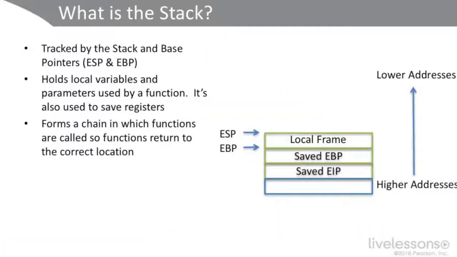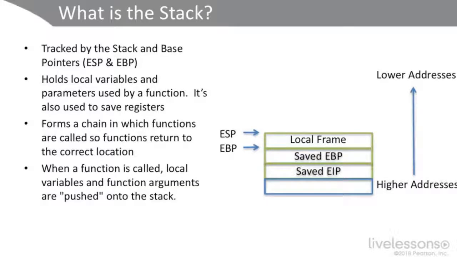Well, let's say that a function called another function, and it expects EAX to have another value. You have to store those somewhere, and you would store them on the stack. The stack forms a chain in which functions are called and functions return, and those values that are stored on the stack, like the EIP, the saved instruction pointer, are there so that we can resume from where we left off after we return from a function.